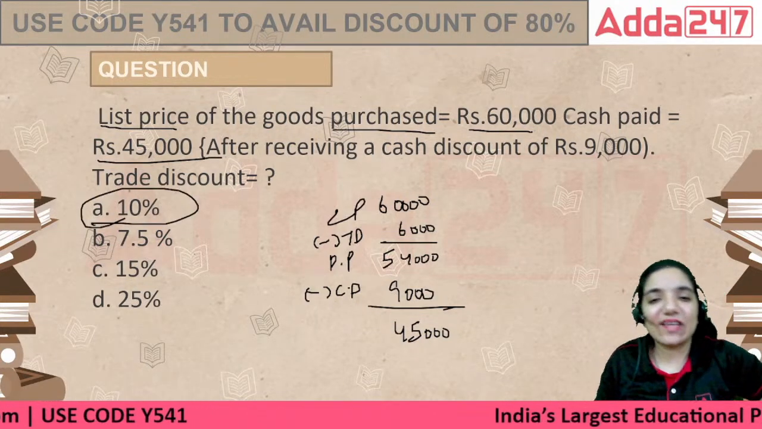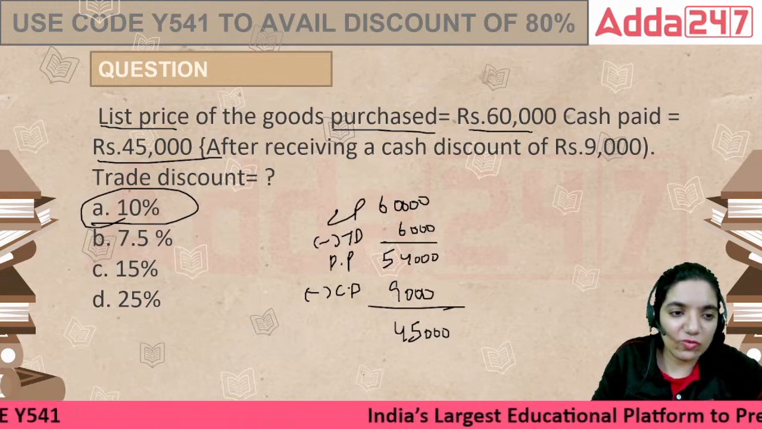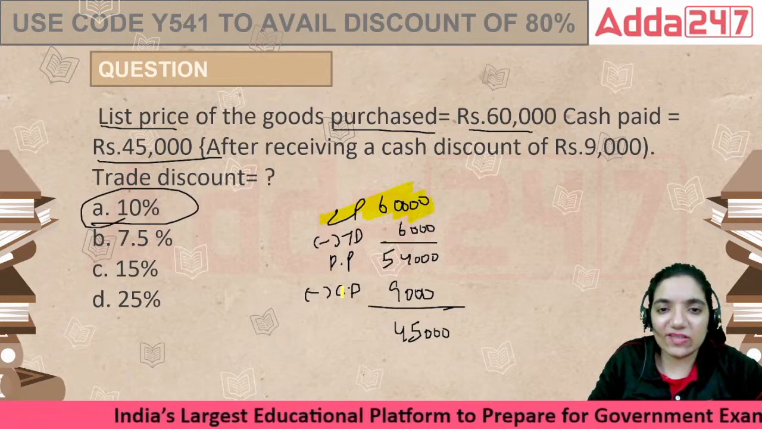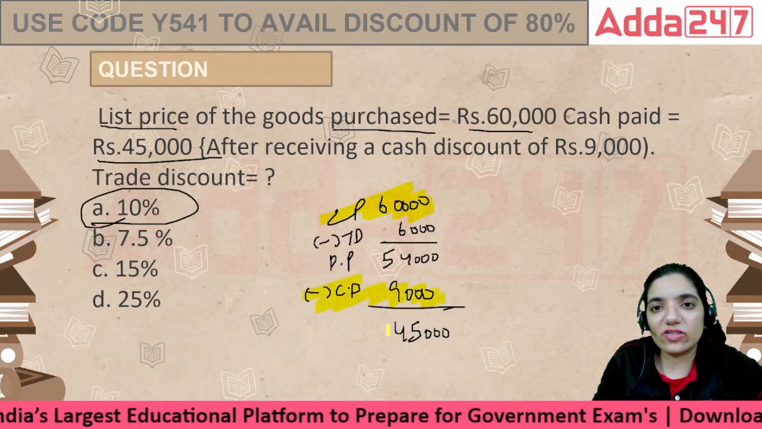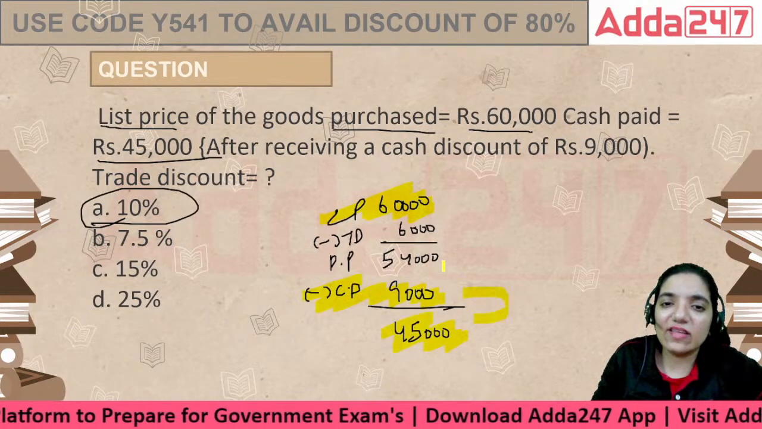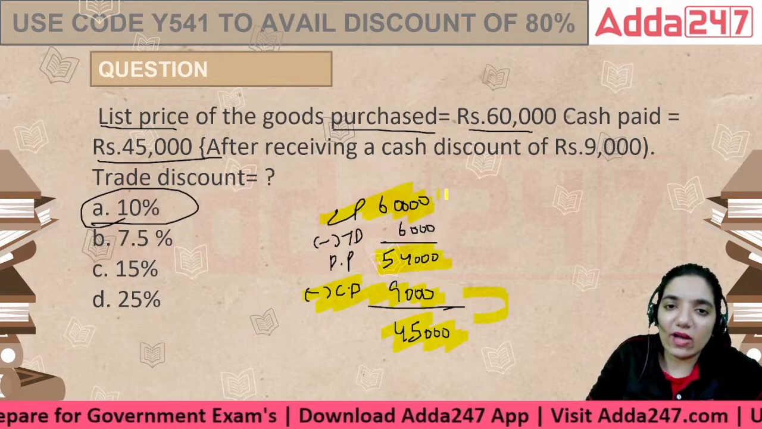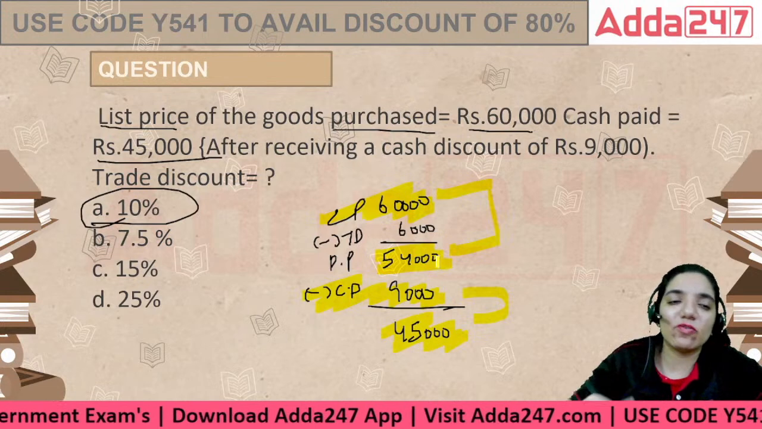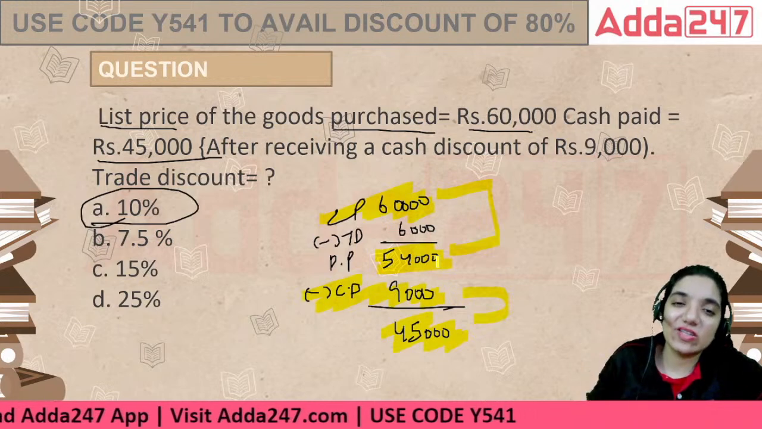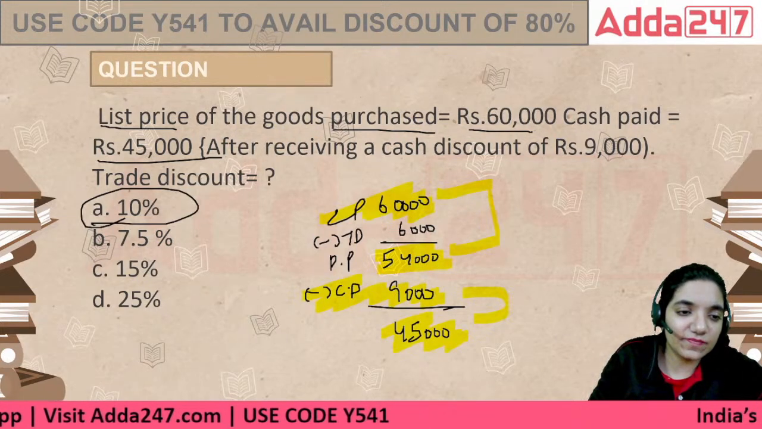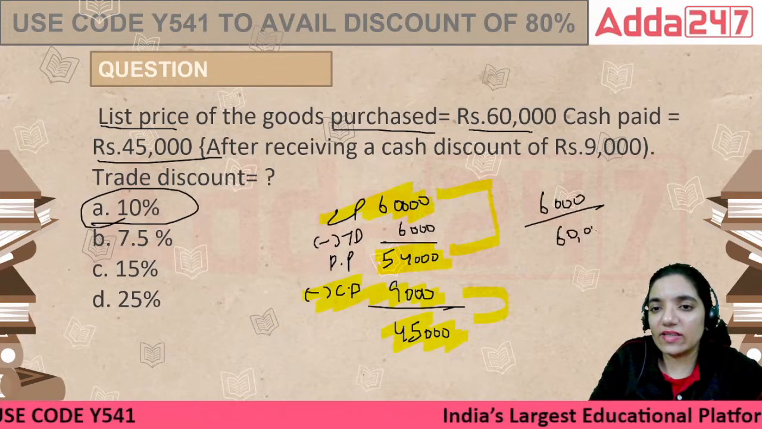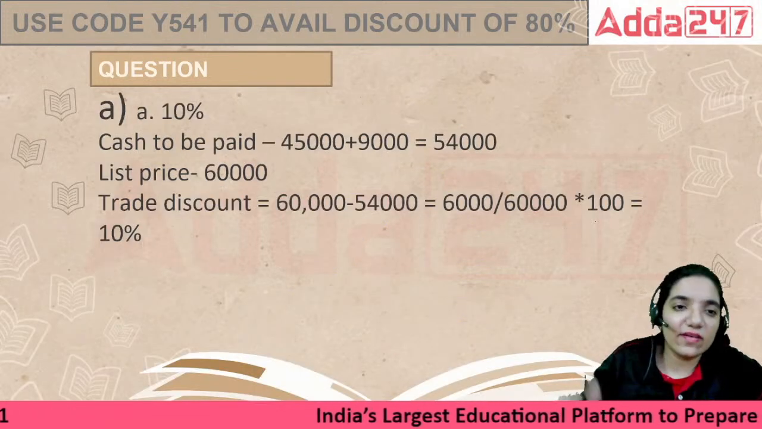What have I done? Let's discuss it again. In this question, whatever they have given, first was the list price of 60,000. The cash discount was 9,000. They have already given the amount of 45,000. So I just added these two, got the amount of 54, and now I'll find the difference between 60 and 54. That would be 6,000. And since the trade discount is always on the list price, it is 6,000 that I have taken. 6,000 rupees divided by 60,000 rupees, right? That would be the amount.